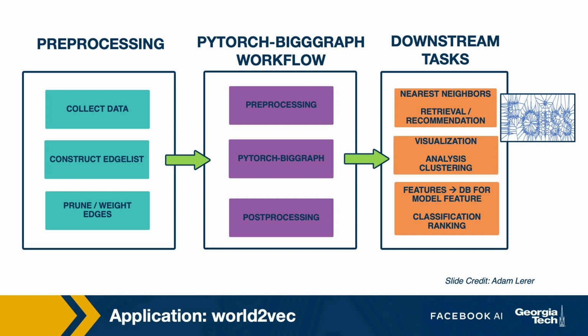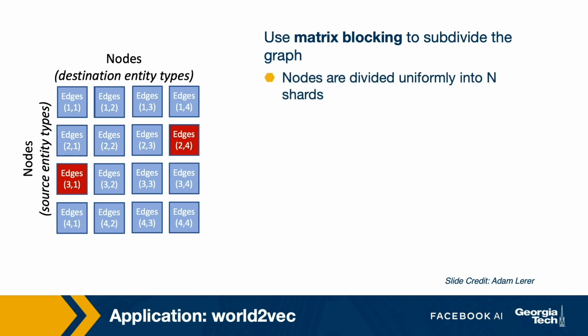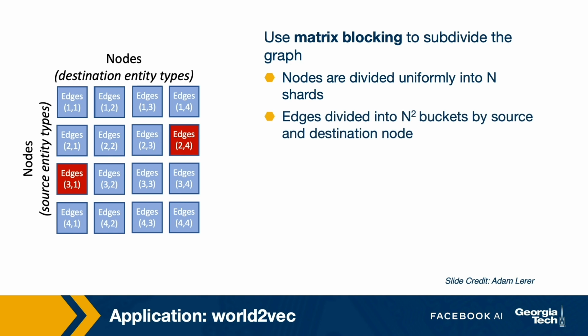So this supports very large-scale computations, and I want to show you some techniques on how we scaled the graph embedding training algorithms to handle really big graphs. The key idea is to partition the graph. We use matrix blocking to subdivide the graph. First, we divide the nodes uniformly into n shards. Then, according to how the nodes are divided, the edges between the nodes are divided into n-squared buckets by the source and destination node.